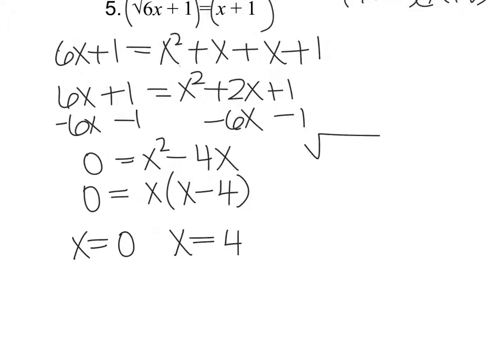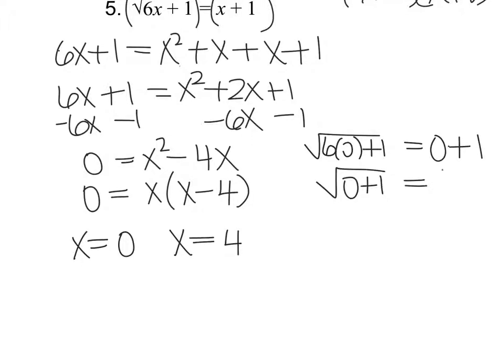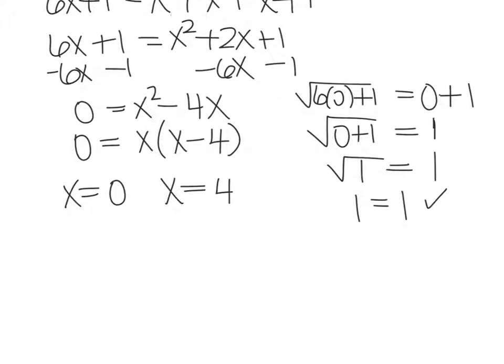So plugging back into our original equation, we have the square root of 6 times 0 plus 1 equals 0 plus 1. 6 times 0 is 0, so we get the square root of 0 plus 1 equals 1. 0 plus 1 is 1, so we get square root of 1 equals 1. The square root of 1 is 1. We do get a true statement of 1 equals 1. So x equals 0 is the solution.